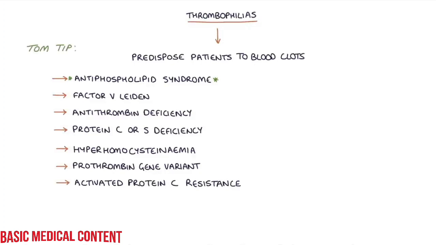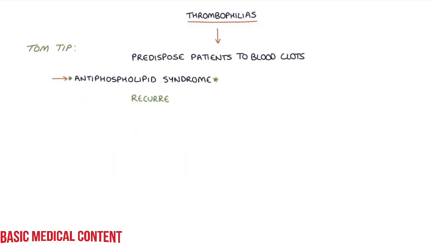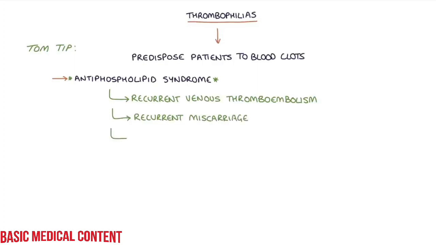A tip for you, if you remember one cause of recurrent venous thromboembolism, remember antiphospholipid syndrome. The common association with antiphospholipid syndrome that you may come across in exams is recurrent miscarriage. The diagnosis can be made with a blood test for antiphospholipid antibodies.